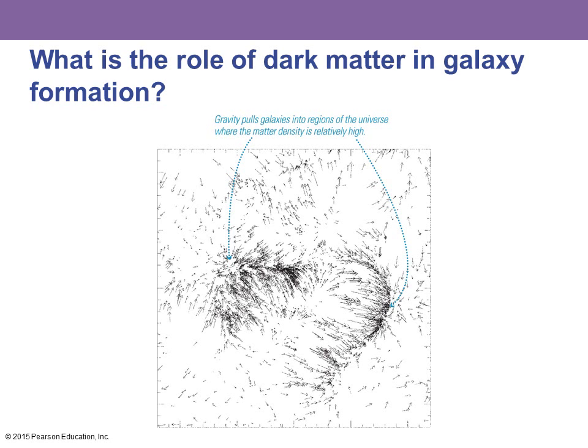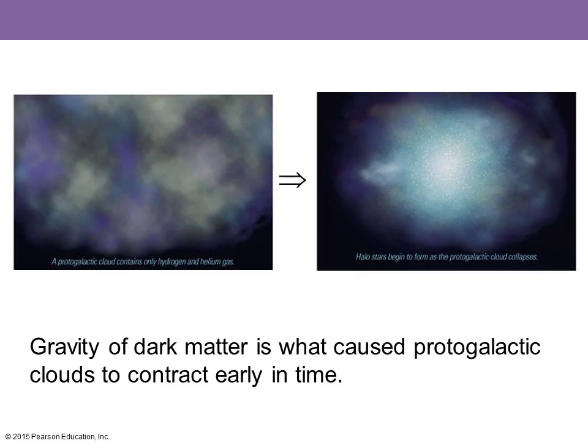So what's the role of dark matter in galaxy formation? Well, the gravity of dark matter is what caused protogalactic clouds to contract early in time. So in other words, the dark matter, of which there was quite a bit in and around a protogalactic cloud, really was the cause for the contraction of the cloud into a star, or possibly a galaxy.